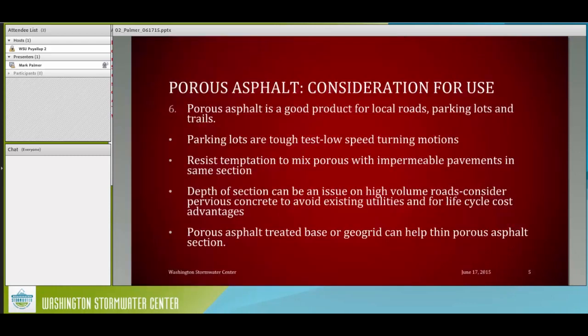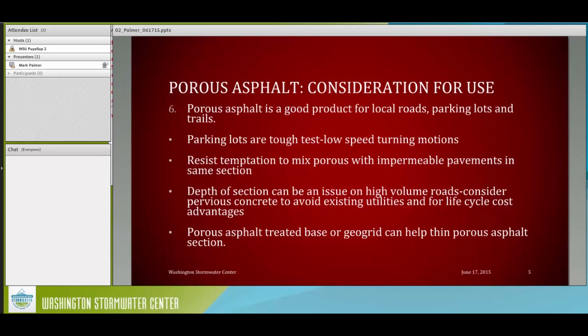So as we mentioned, it's good for local roads, parking lots, and trails. Parking lots are actually a fairly tough test because of the low speed turning motions that have a tendency to want to ravel the pavement, with the wheels trying to turn at low or no speed.